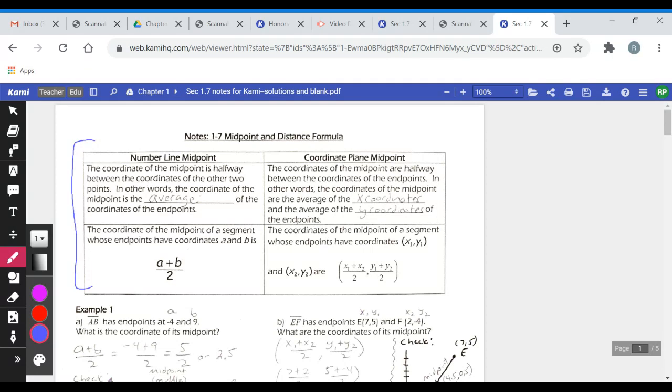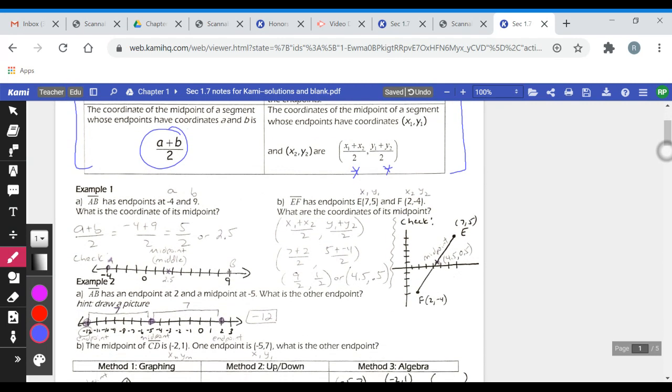If we look over here to the right, this is talking about finding the midpoint on a coordinate plane. Here it says the coordinates of the midpoint are halfway between the coordinates of the endpoints. In other words, the coordinates of the midpoint are the average of the x coordinates and the average of the y coordinates of the endpoints. So it's basically the same thing as A plus B over 2, but you have to do it twice, once for the x's and once for the y's. We'll see an example of that in a moment as well.